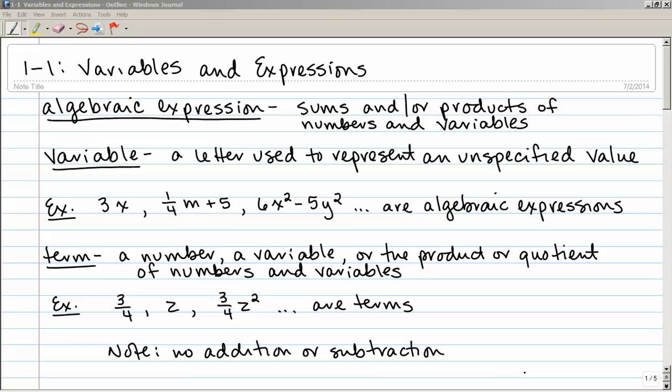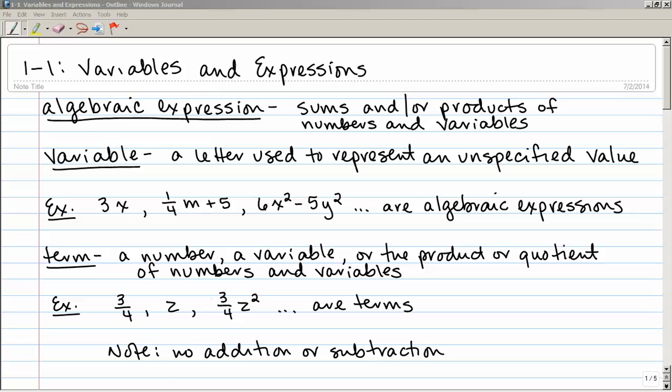Section 1.1 is on variables and expressions. Let's take a look at a few terms first. An algebraic expression is the sum or the product of numbers and variables. So you're going to be adding or multiplying numbers and variables together. A variable is defined as a letter that's used to represent an unspecified value. Most of the time, the variable is going to be x, that's a common one, or y, also n.